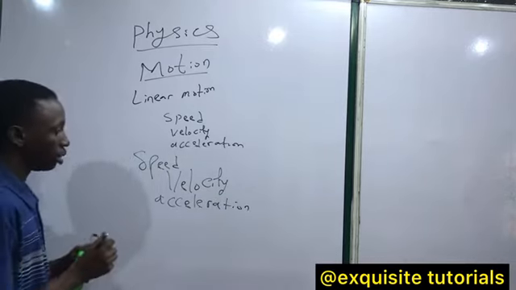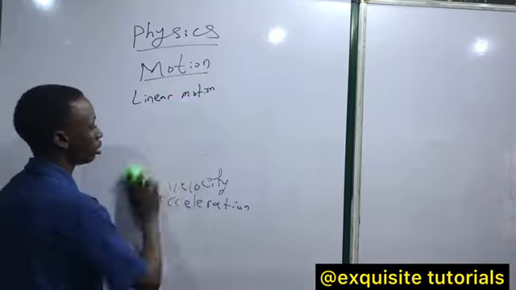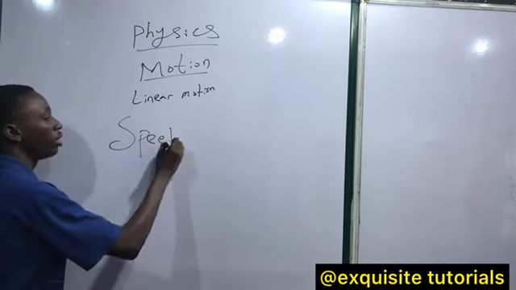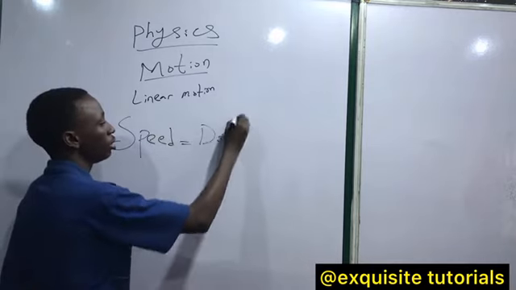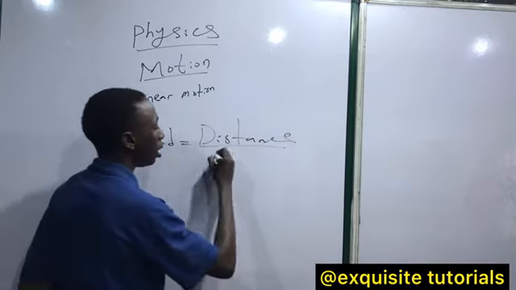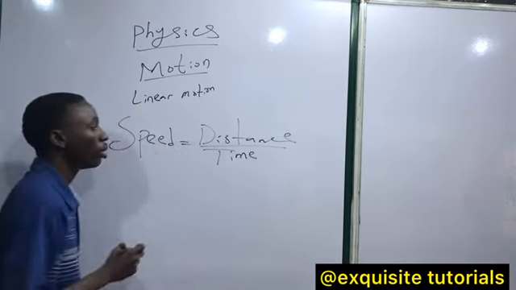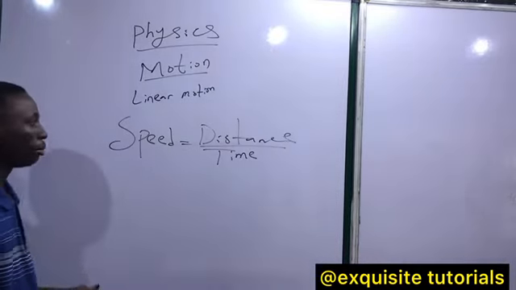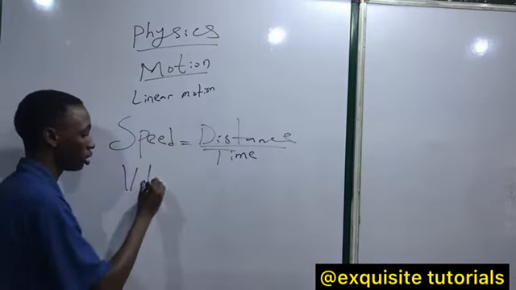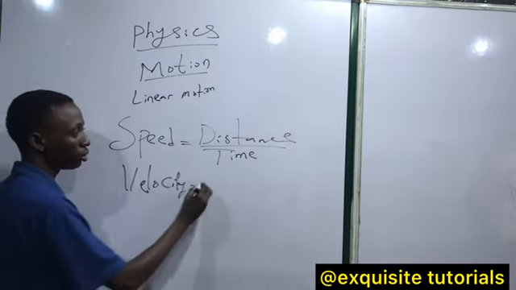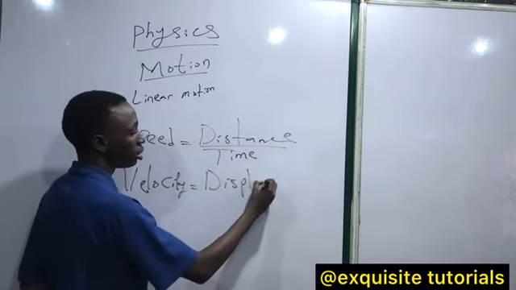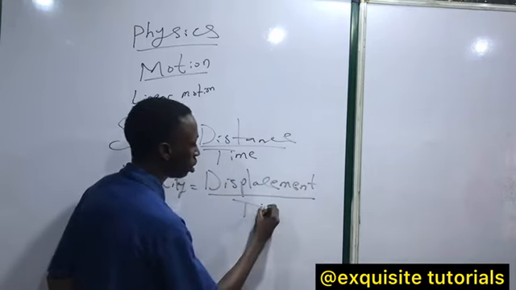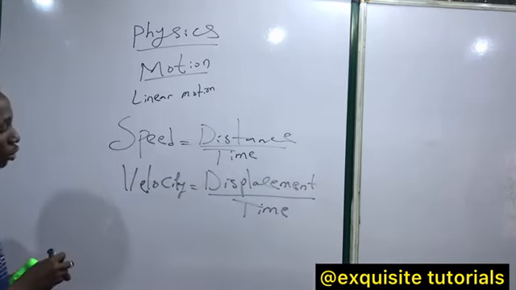Now we're going to be defining these terms. Now, speed. Speed is the rate of change in distance with time. Speed is the rate of change in distance with what? Time. While velocity is the rate of change of displacement. Rate of change of displacement with what? Time. So speed is the rate of change of distance with time.